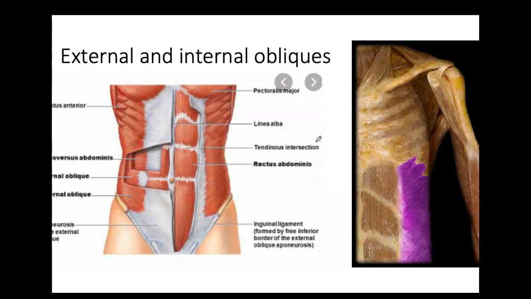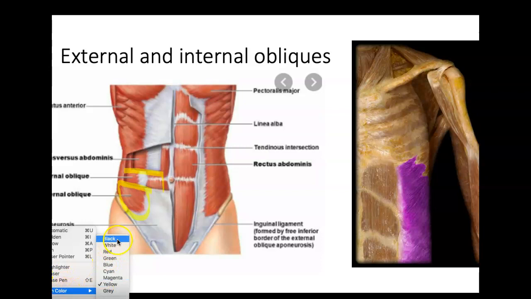Okay, external and internal obliques can be seen here. So in this dissection, the external oblique is this muscle here, external oblique, and then the internal oblique would be a layer below. Do you notice this layer right in there? And the interesting thing is, look at this muscle, it sort of runs in this position, and this muscle runs in that position.